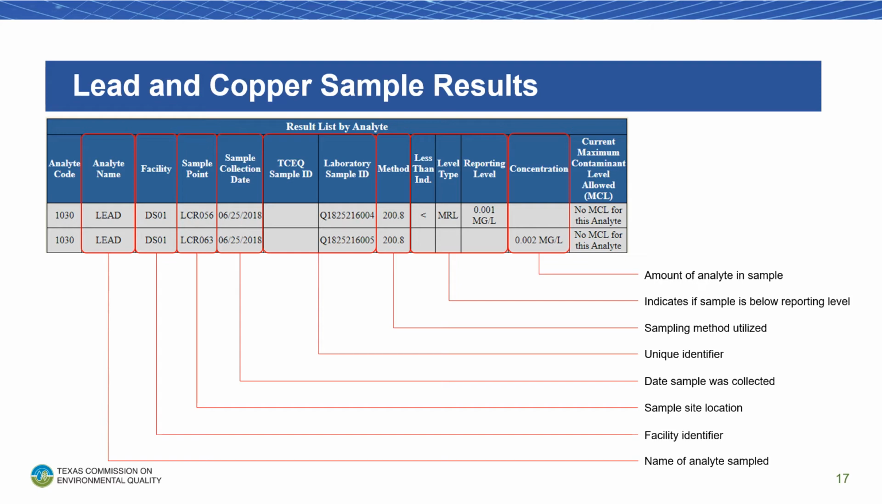Less than indicator, level type, and reporting level indicate if a sample result was below the method reporting limit. If these fields are blank, that indicates that the sample result was not below the method reporting limit. The sample quantity will instead be listed in the next field, labeled Concentration. Concentration provides the amount of analyte present in the sample if it is above the method reporting limit.